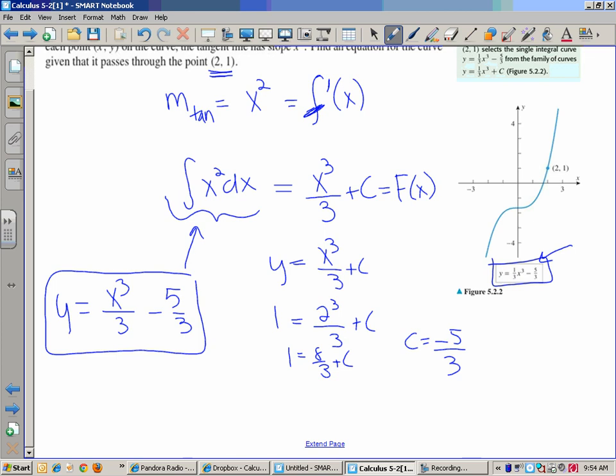So now y equals x cubed over 3 minus 5/3. So if I'm given a point, then I can solve for the integration constant. If I don't have a point, if I don't have a specific place, I'm going to go ahead and leave it as plus c. Okay? That integration constant has to stay.